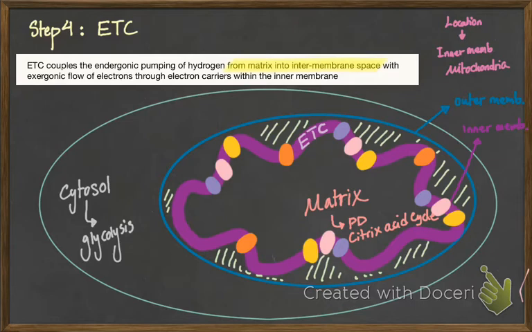The protein carriers that you might have heard of are CoQ, or ubiquinone, and cytochrome C. And as a side note, it is good to know that cytochrome C contains iron, Fe, and is conserved across all organisms.